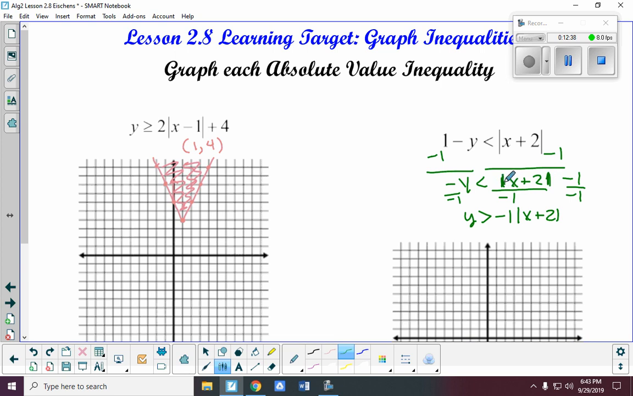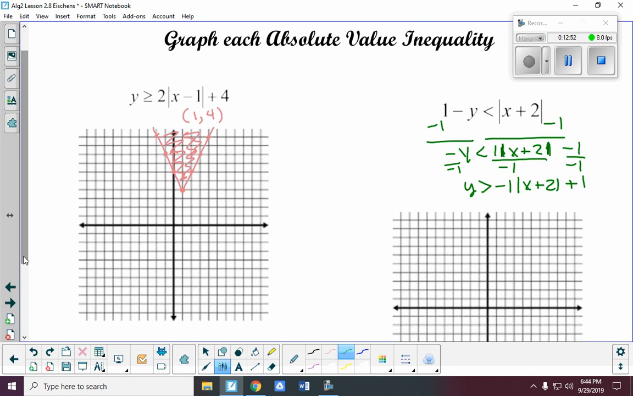So remember, there's like a 1 on the outside of that, so 1 divided by negative 1 is a negative 1. And then at the end, negative 1 divided by negative 1 is a positive 1. So we're going to go over 2, up 1, to plot the vertex, and the slope is negative 1. So we're going to go down 1, over 1. Go back to the vertex, go down 1, back 1.